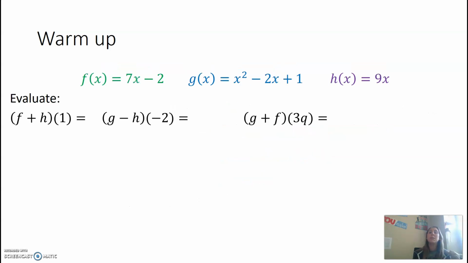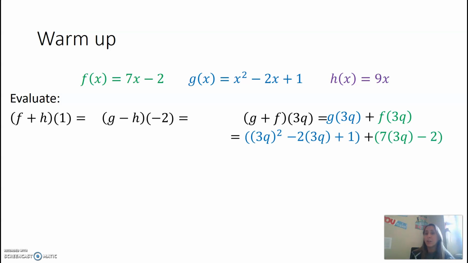All right, so now let's do the last one. So we're going to do g plus f of 3q. Again, these are really good examples of progressing level questions. So we're going to find g of 3q, and then we're going to add that answer to f of 3q. So first I need to find g of 3q, and then f of 3q.